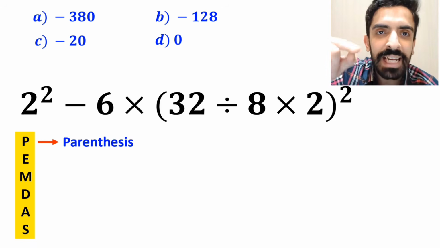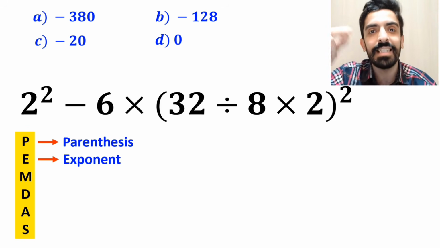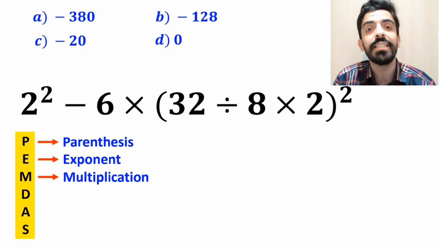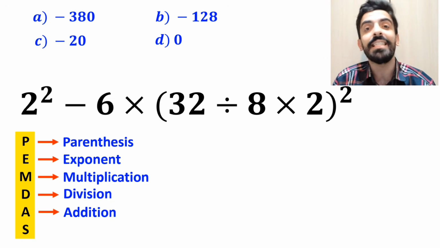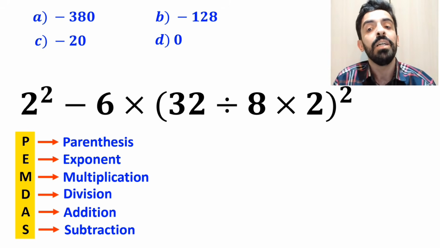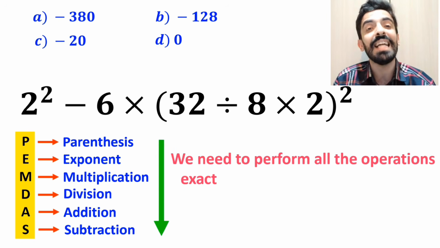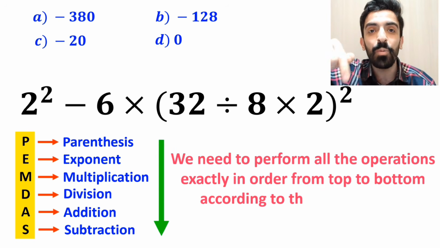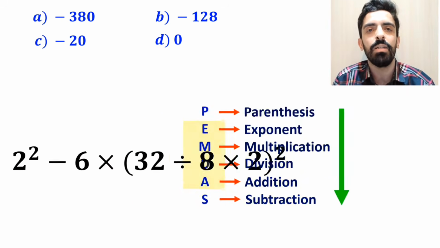To solve this question, we must carefully follow the PEMDAS rule step by step. In this rule, P stands for parentheses, E stands for exponent, M stands for multiplication, D stands for division, A stands for addition, and S stands for subtraction. We need to perform all the operations exactly in order from top to bottom according to the PEMDAS rule.